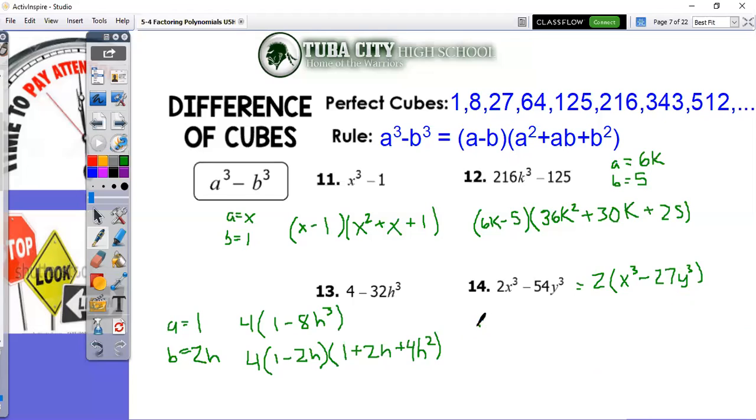So let's go ahead and get our A and B values. We're only looking at this part here, this binomial. So if we uncube our first term, that would just be x. 27 again is a cube number because it is 3 times 3 times 3. So in this case, don't forget the y as well. So that'd be 3y.